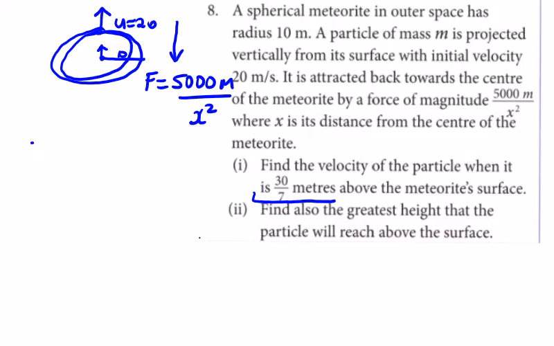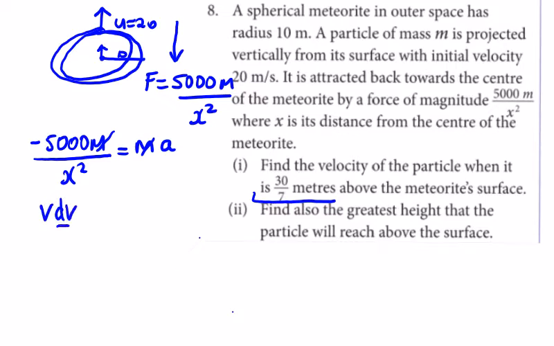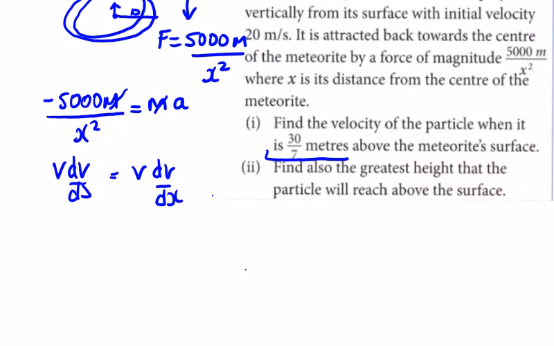So what we know is this force is going to slow it down, so minus 5000 m over x squared is equal to ma. And the mass, we need to think about the mass, just m times a. So dividing by m and allowing a to be equal to, we're dealing with x here, so it's normally v dv ds. So we're dealing with v dv dx in this case with displacement. So minus 5000 x to the minus 2 might be the easiest way to write it.